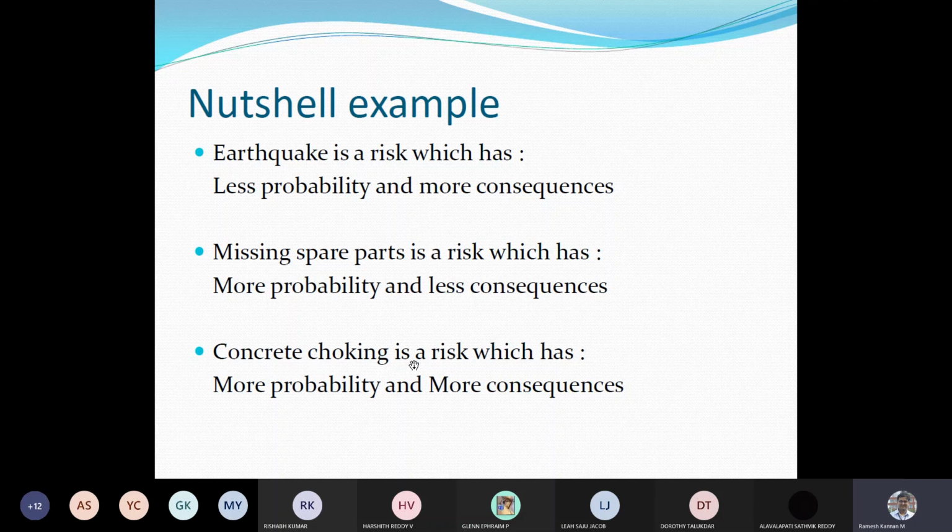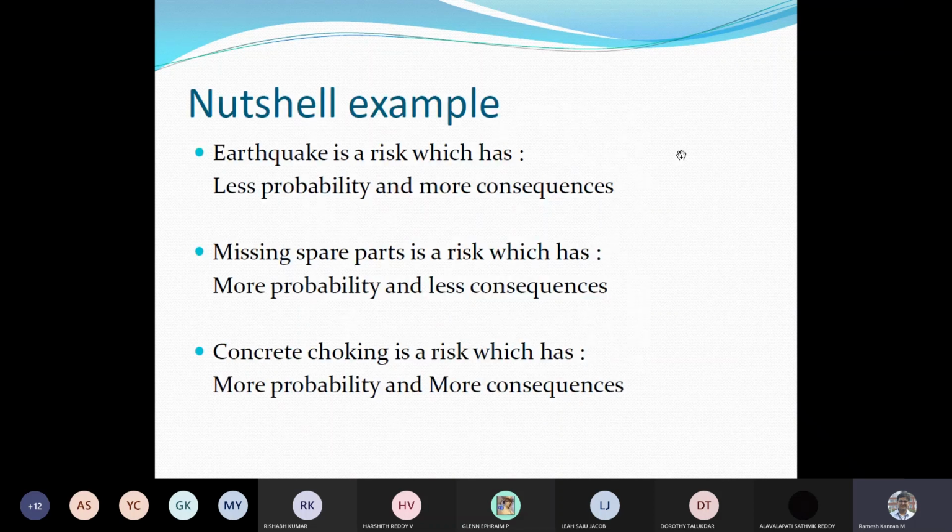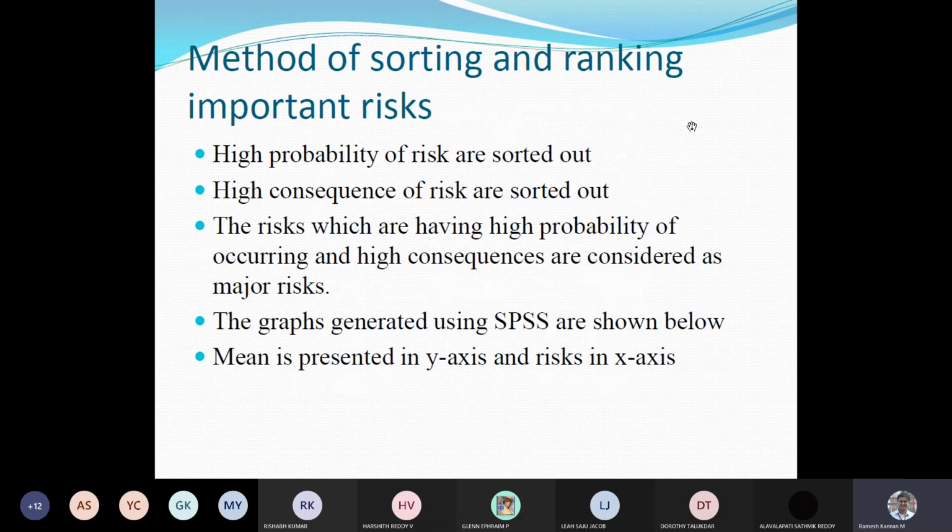But concrete choking in a formwork is a risk because that will create additional pressure on the formwork, and the formwork fails. That is more probability and more consequences. The occurrence of this is pretty high. That is why people use a vibrator to move the concrete or compact the concrete, or make the concrete go inside the congested reinforcement. So the occurrence is more probable, almost certain, and its consequence is catastrophe. It's pretty high. So these are some of the examples, and how do you sort them and rank?